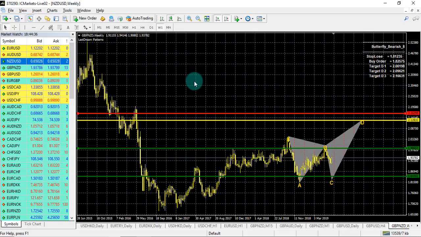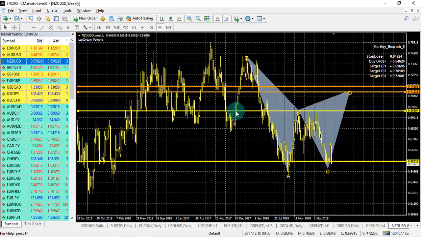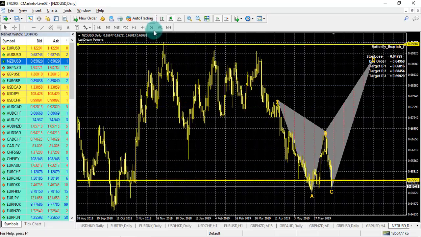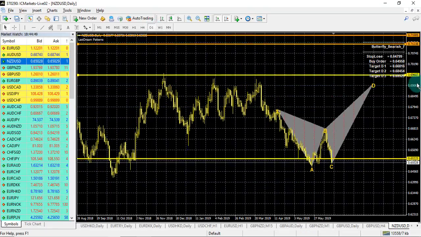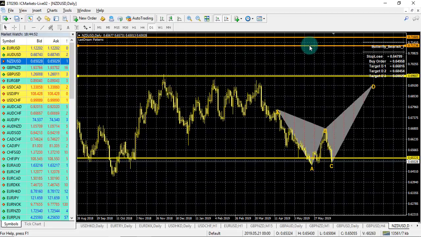Okay, let's look at another one. Let's look at this one here. Okay, so this is New Zealand, and this is a weekly chart. Let's look at daily chart. Okay, this is a daily chart. So for the daily chart, here we are looking to go short once this pattern is complete at D. Okay, so let's say we go short there.